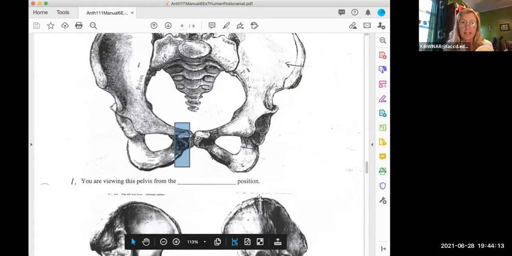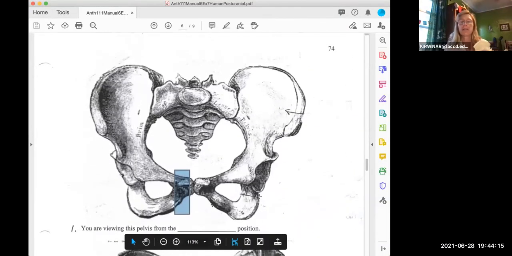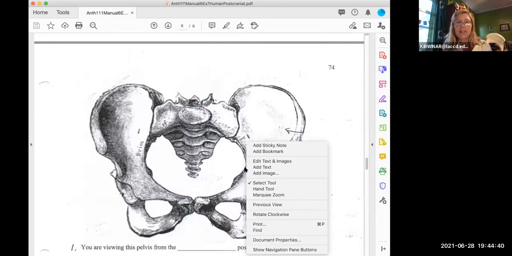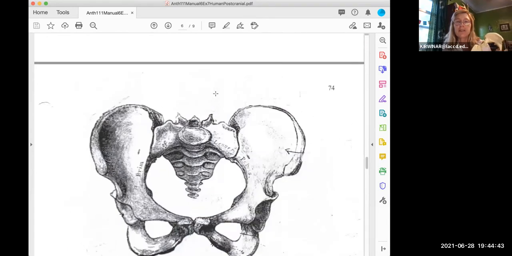This is the anterior view. So notice the picture in the lab manual. And it says, you are viewing this pelvis from the, okay, superior view. Rotate it. That is the anterior. Anterior means front. I'll rotate it around to the right. That's the lateral view. You can see the sciatic notch there, which is really important in sex determination. And then the posterior view is the sacrum. All right, so now we're going to label the different features of the pelvis.